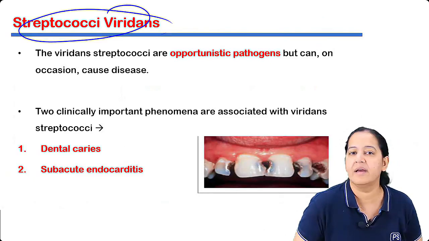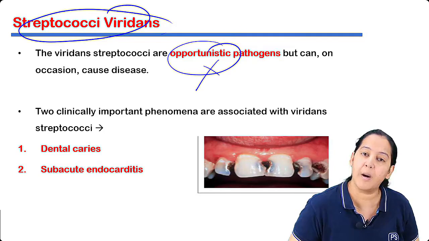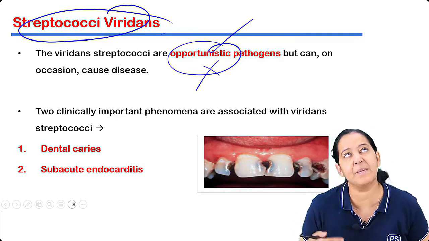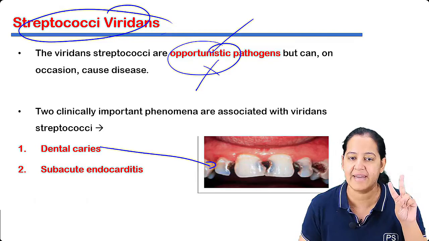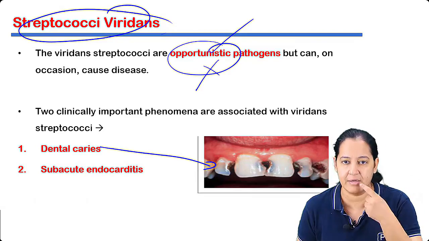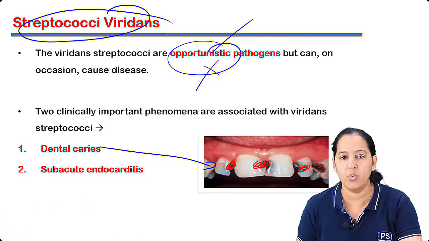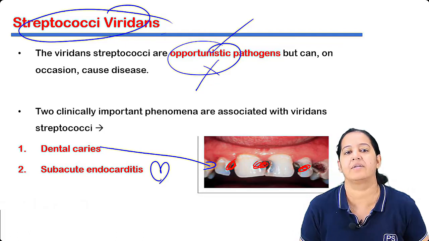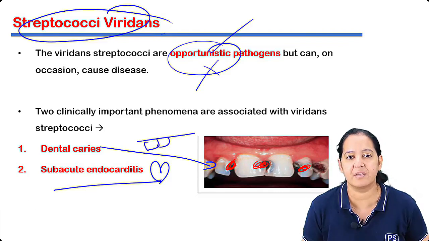The first thing, it does not cause disease in healthy individuals. It causes disease in opportunistic settings. Opportunistic means immunocompromised individuals. Number 1. Number 2, it causes 2 diseases. Dental caries, very unique. Number 1, dental caries. And number 2, endocarditis in the heart. Subacute endocarditis, not acute. So dental caries and heart: teeth and heart.